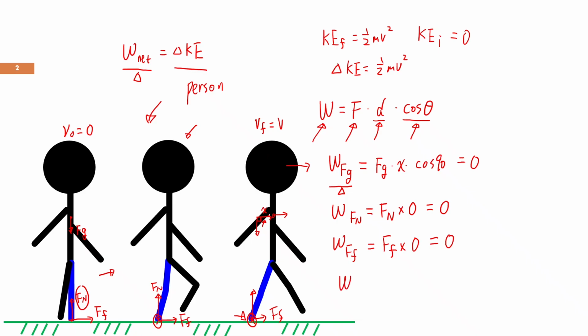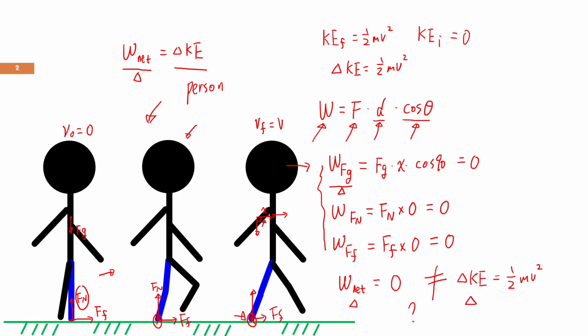Now we look at the net external work, which equals all this work added together, which equals 0. But we know the change of kinetic energy equals half mv squared. So clearly, the net external work does not equal the change of kinetic energy. Does this mean the work-energy theorem is wrong? So what's the issue here?